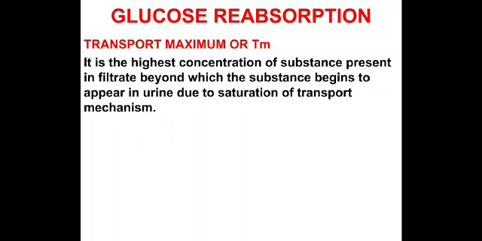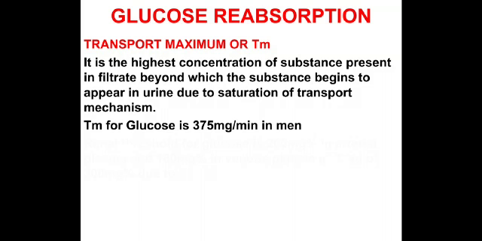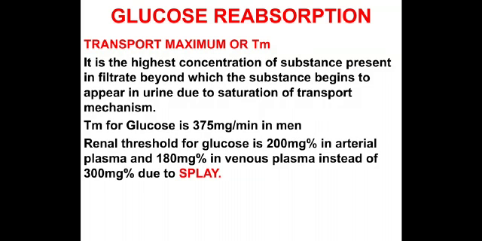It is the highest concentration of a substance present in the filtrate beyond which the substance begins to appear in urine due to saturation of the transport mechanism. TMG for men is 375. The renal threshold is 200 in arterial blood, whereas in venous it is 180 instead of 300, due to splay. Filtered minus reabsorbed is equal to excreted. So what is splay?